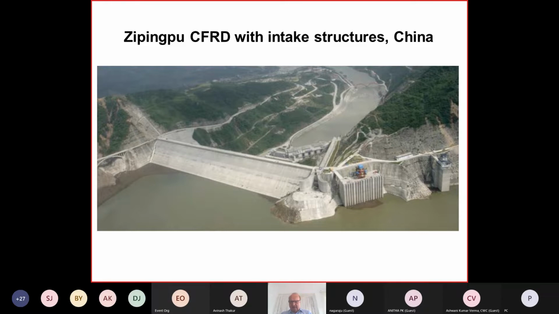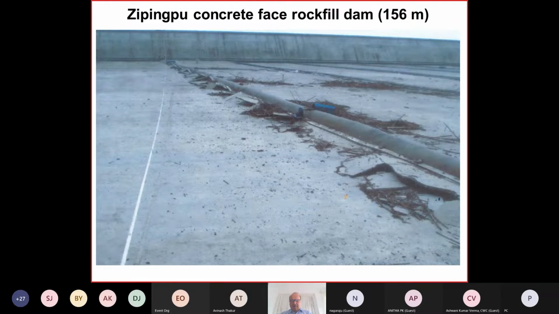Okay, we see here some intake structure, power intake. Here is some intake structure for the low-level outlet. Okay, we have some cracks along this concrete face Rockville Dam, and we have here cracks along a vertical joint.